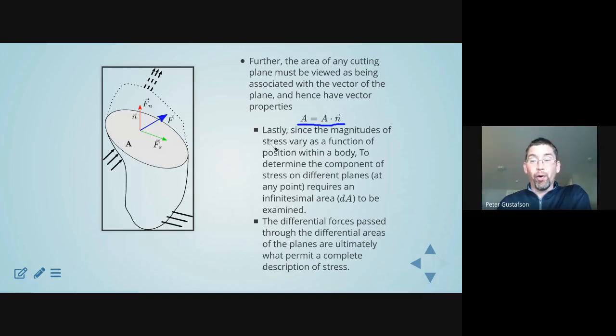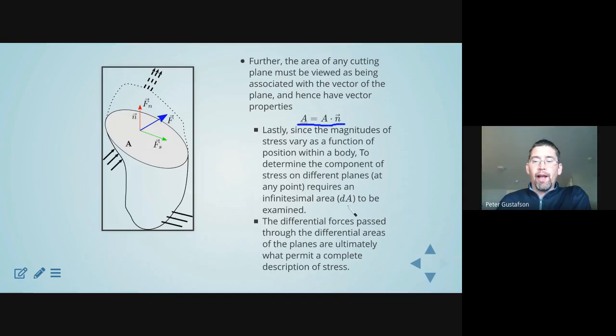We recognize that the forces that are passed across that plane themselves are also something that varies, according to the plane that we choose. So both the magnitudes and the areas change as a function of the exposed internal surface in our imaginary cut.